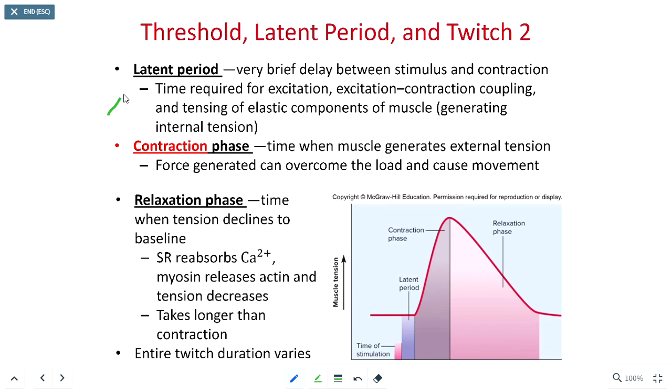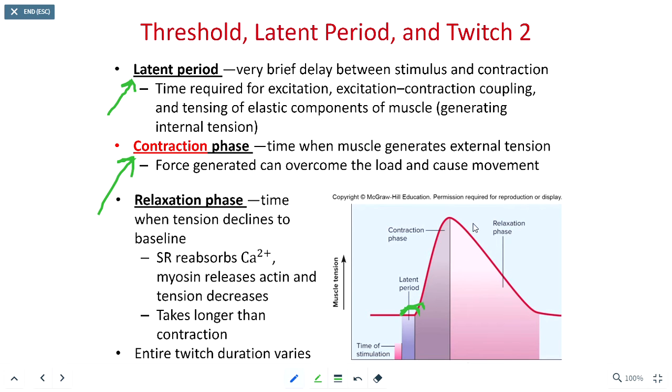So let's talk about the latent period. That latent period is a very brief period of time where we physically are going to have action potentials traveling across the surface of the cell, on the T-tubules, calcium ions being released from the sarcoplasmic reticulum and initiating the excitation contraction phase. So it's usually a couple milliseconds. During the contraction phase, we are going to have the cross-bridge cycles occurring. So we're going to increase the amount of overlap between actin and myosin.